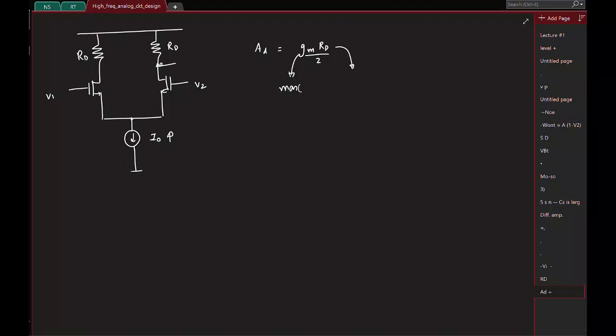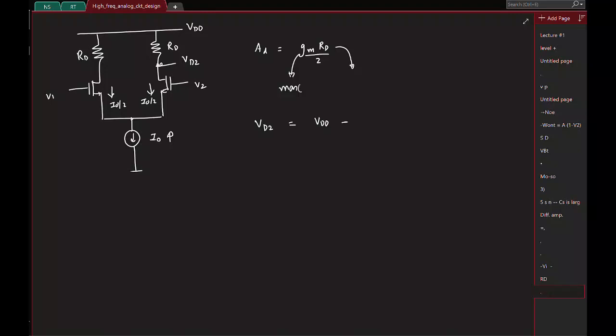See, if you have this guy, and I call this say VD2, what is the operating point voltage for this drain? So first of all, what is the current in the two transistors? Operating point current? I0 by 2. We have a current I0. We have two symmetric branches. It will obviously split equally. And if the supply is VDD, what is the drain voltage?